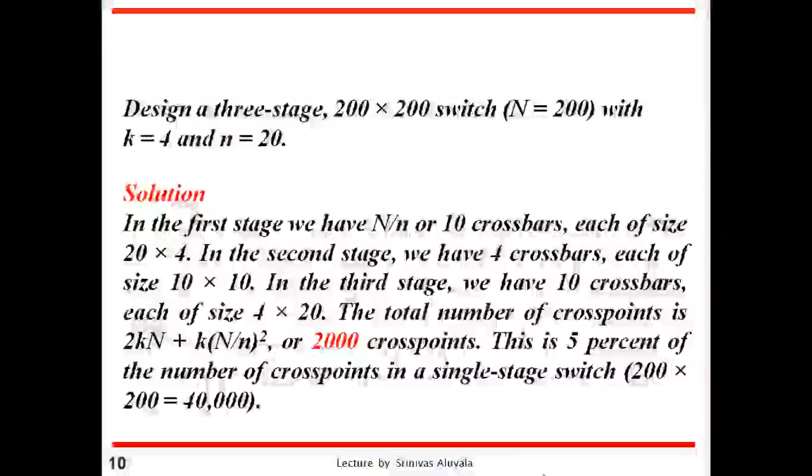In the first stage we have N by n, or 10 crossbars, each of size 20 into 4. In the second stage we have 4 crossbars, each of size 10 into 10. In the third stage we have 10 crossbars, each of size 4 into 20. The total number of crosspoints is 2kN plus k(N by n) whole square, or 2000 crosspoints. This is 5% of the number of crosspoints in a single stage crossbar switch, where 200 into 200 is equal to 40,000, which raises a problem of blocking at the time of overflow of data over the network.